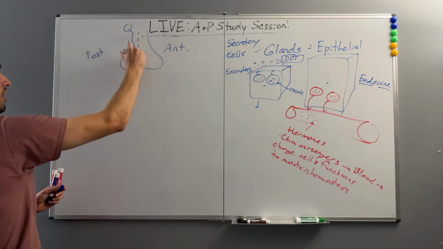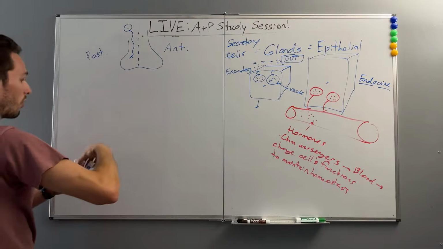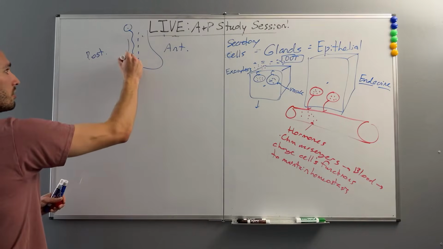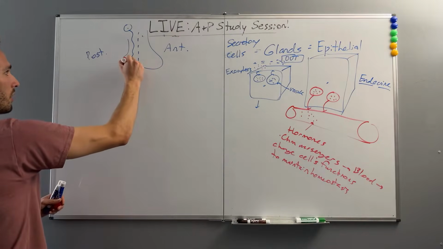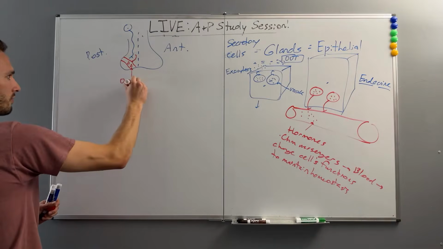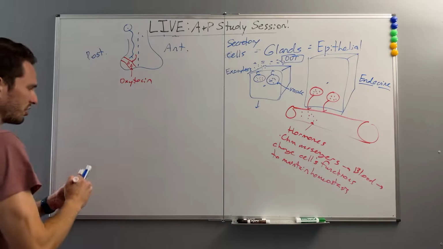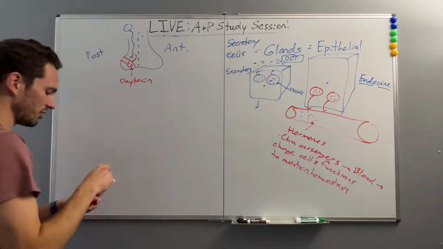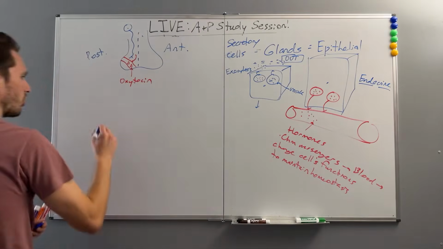We've actually got these neurons down here that will release the hormones, interestingly enough, into the bloodstream. That hormone we're going to draw as a triangle is going to be oxytocin. Okay, now oxytocin, when is this released? Well, we know it's released, please forgive my drawing, during childbirth.